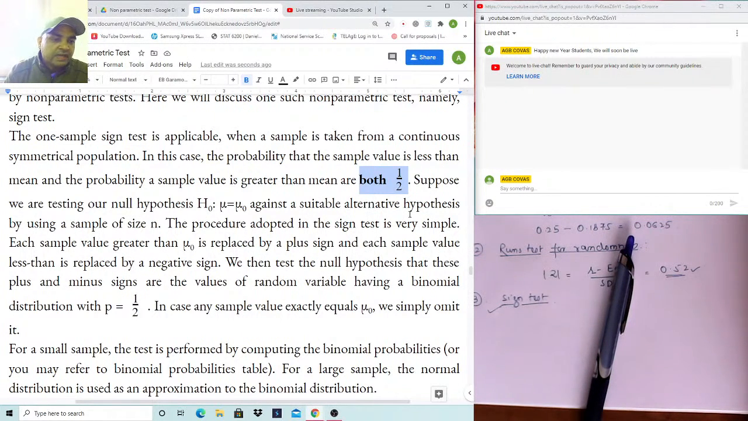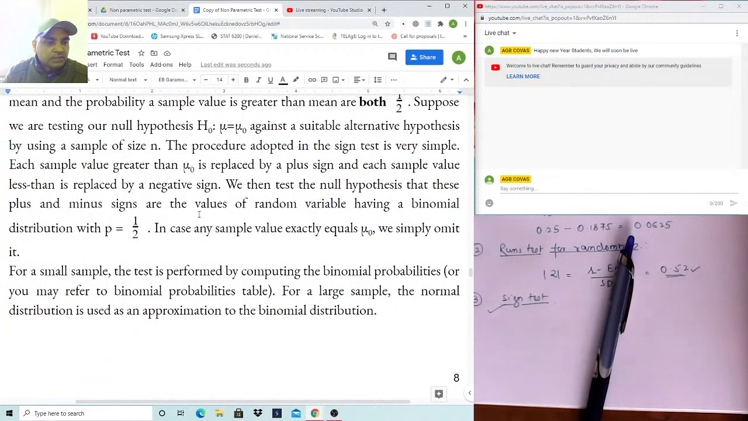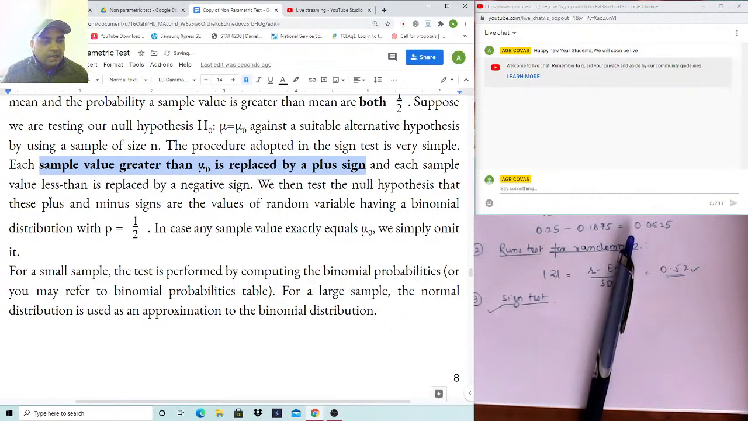Suppose we are testing our null hypothesis that the sample mean is equal to the population mean against a suitable alternative hypothesis using a sample of size n. The procedure adopted in the sign test is very simple. Each sample value greater than mu naught, the population mean, is replaced by a plus sign, and those less than it are replaced by a minus sign, right?